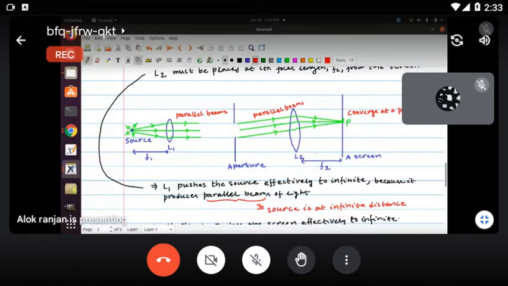So now this concept is clear, how we can push both source and screen towards infinity by using a couple of lenses. And as I said, since we have great control over these lenses, we can vary the source distance, and similarly we can adjust the lenses. In that regard, we have great control over this class of diffraction compared to the Fresnel class of diffraction, so it is easier to achieve.